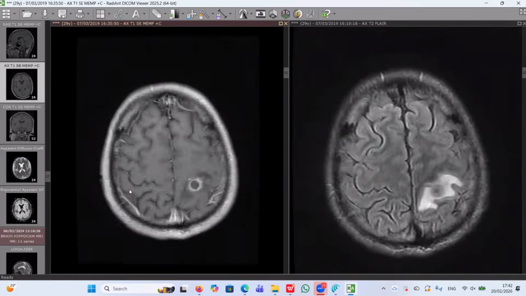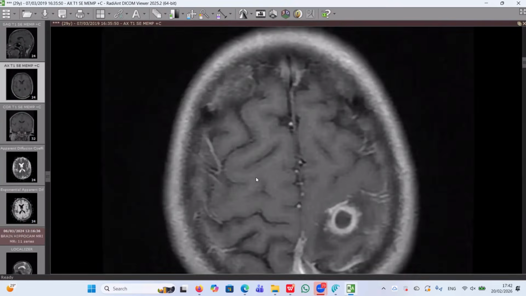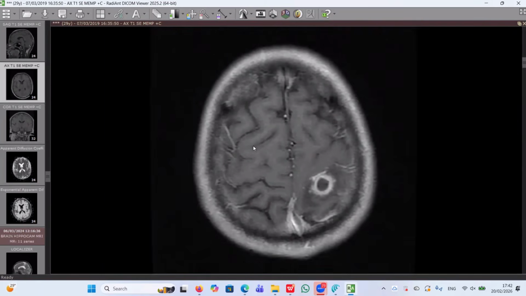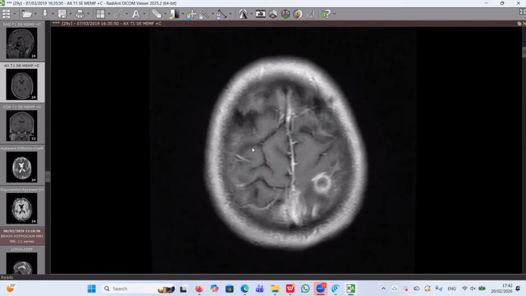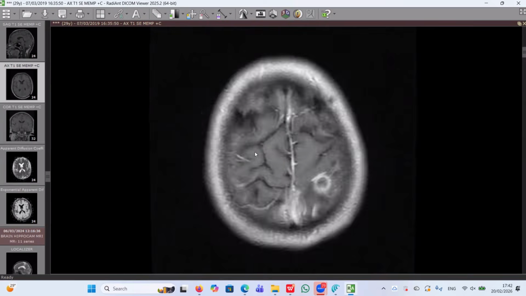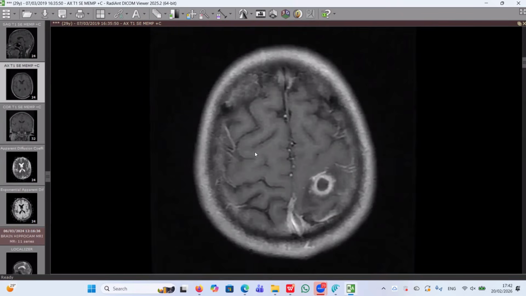I will give you the post-contrast study. This is a post-contrast study. In the post-contrast study, there is ring enhancement, complete ring enhancement. It's not incomplete. It's a complete smooth ring enhancement. What's your differential? I will see diffusion.